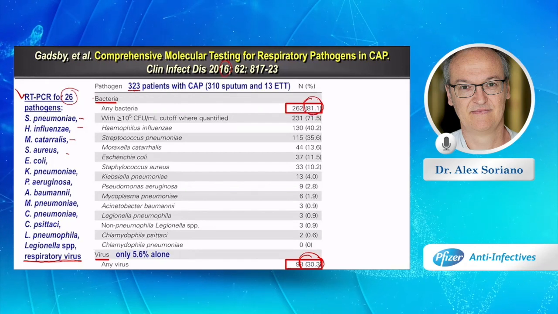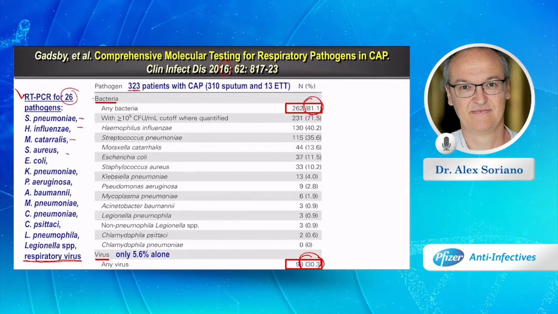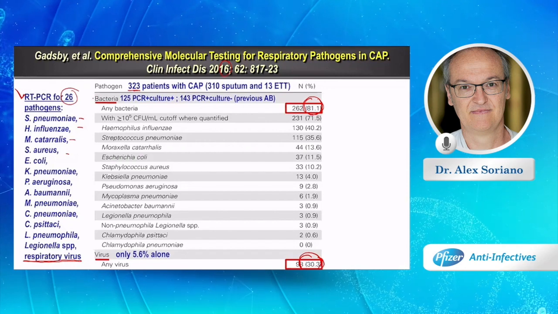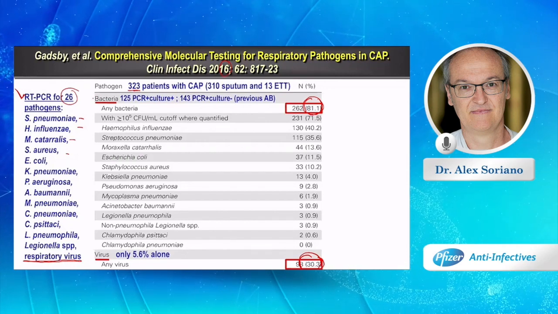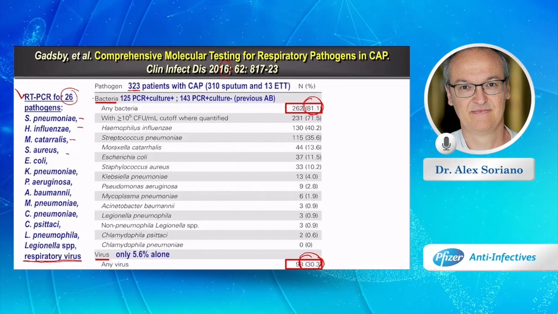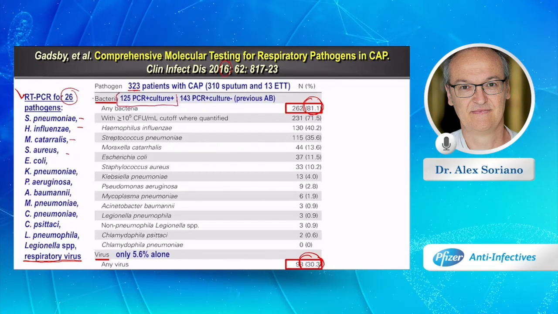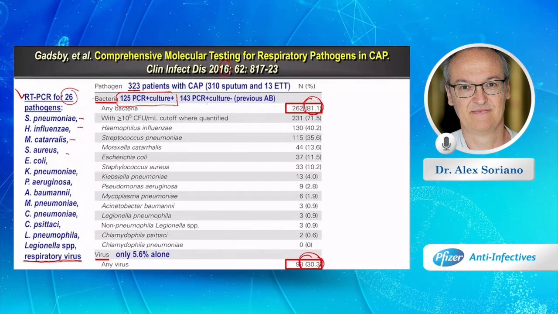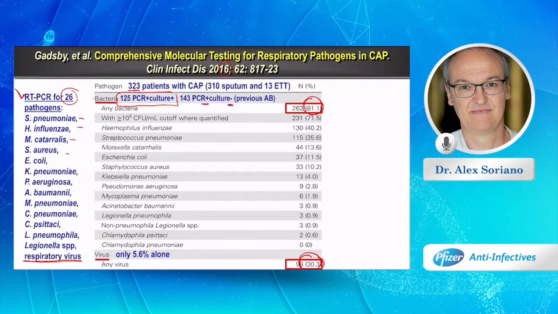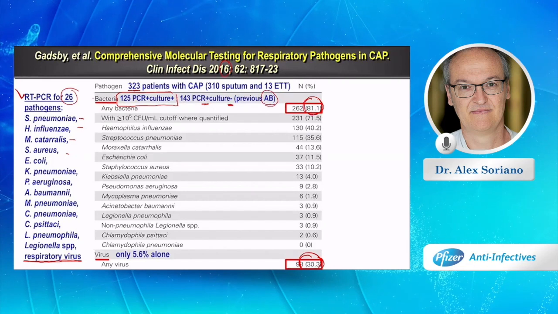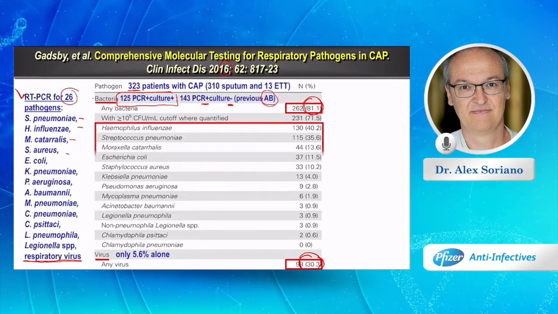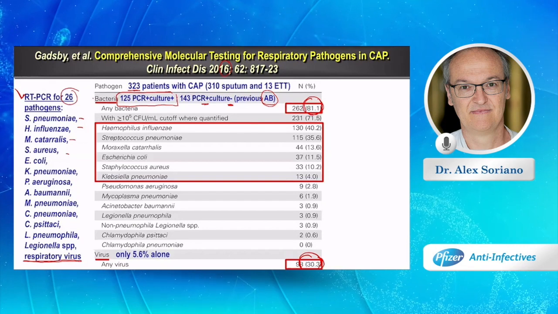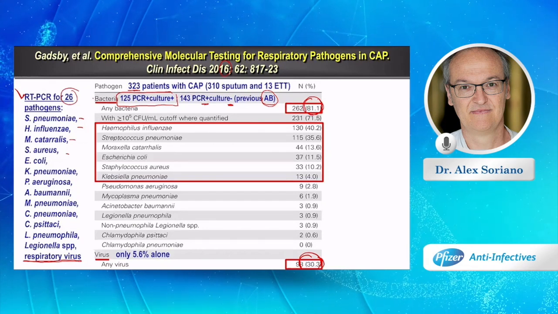But first of all, why this difference between molecular testing and microbiological testing or classical techniques? Well, because in 50% of the cases there was a correlation, but in 50% there was no correlation: positive PCR but negative culture, mainly because of prior antibiotic therapy. The majority of the pathogens were, as expected, Haemophilus, Streptococcus pneumoniae, Moraxella, E. coli, Staph aureus, and Klebsiella pneumoniae.